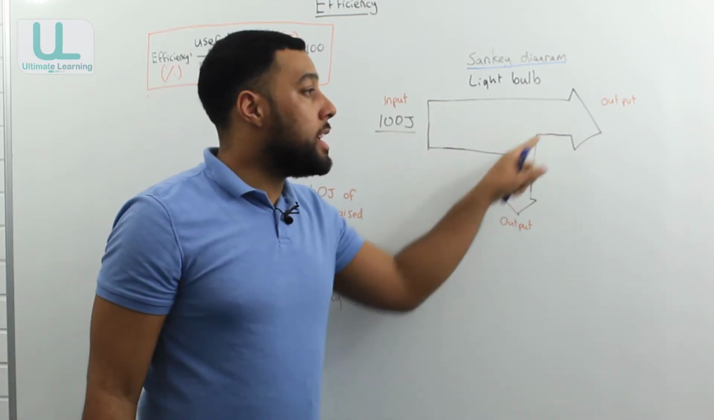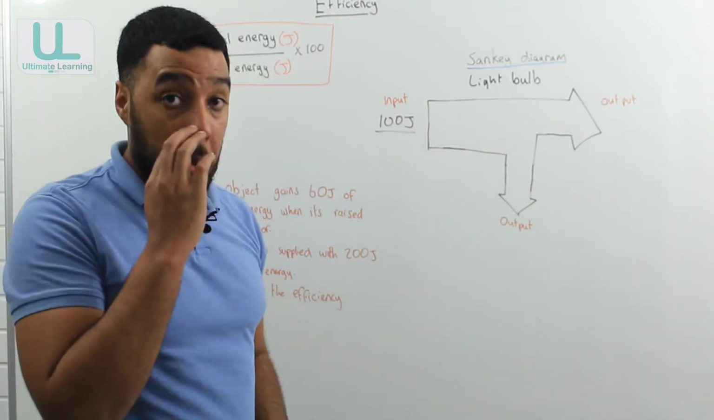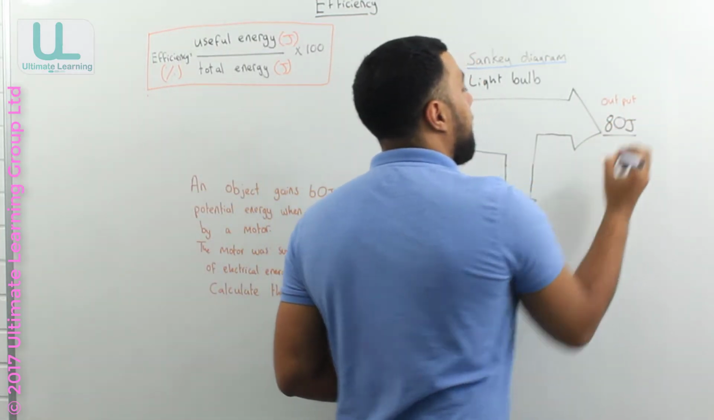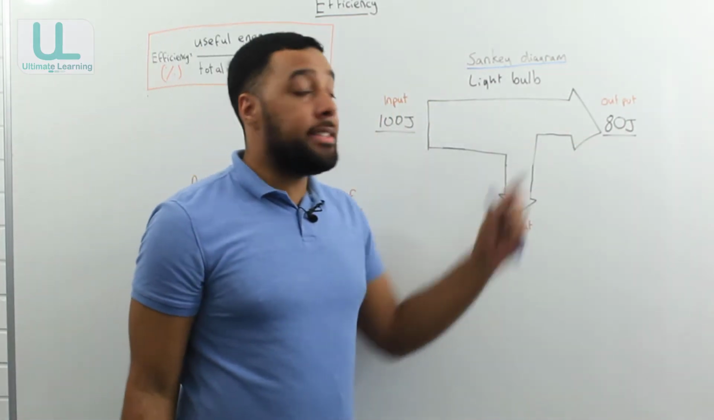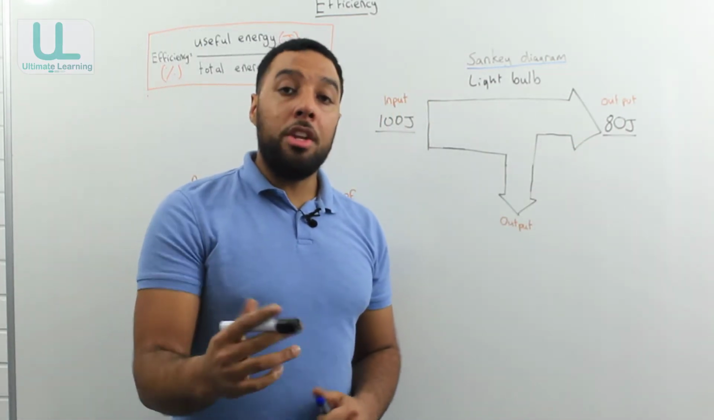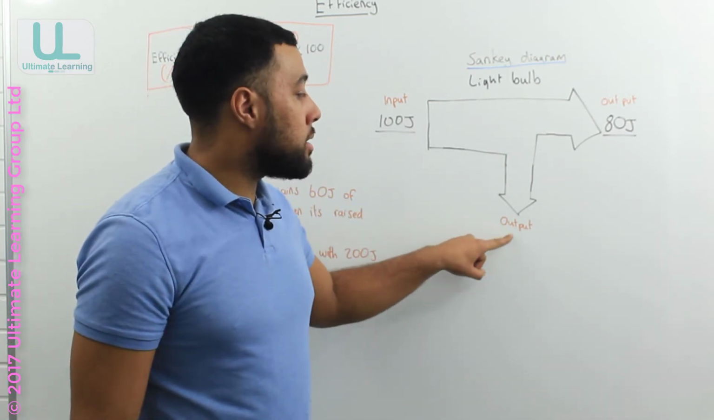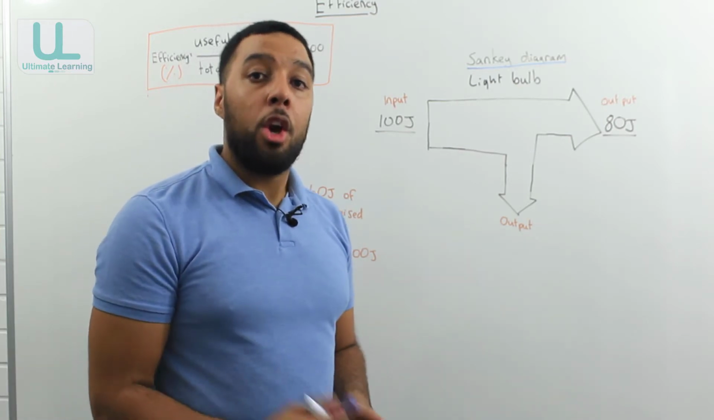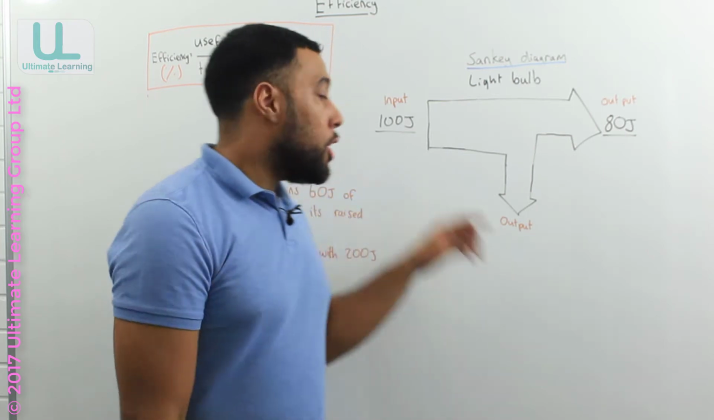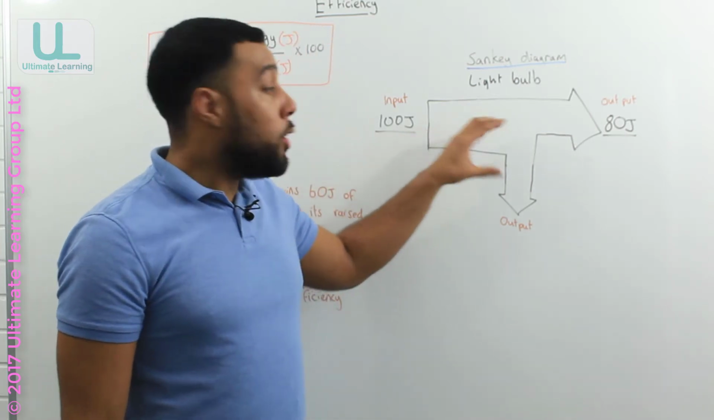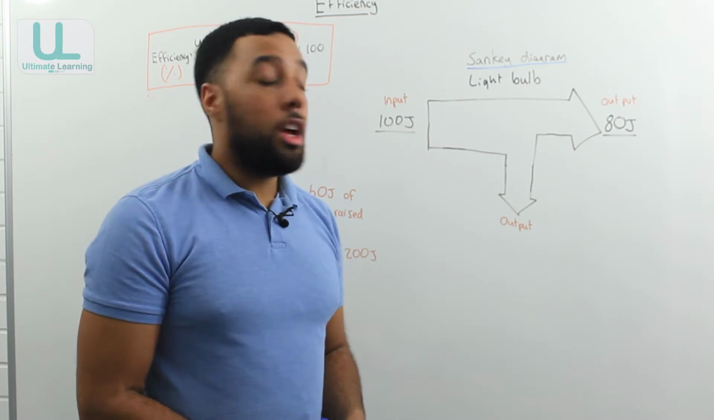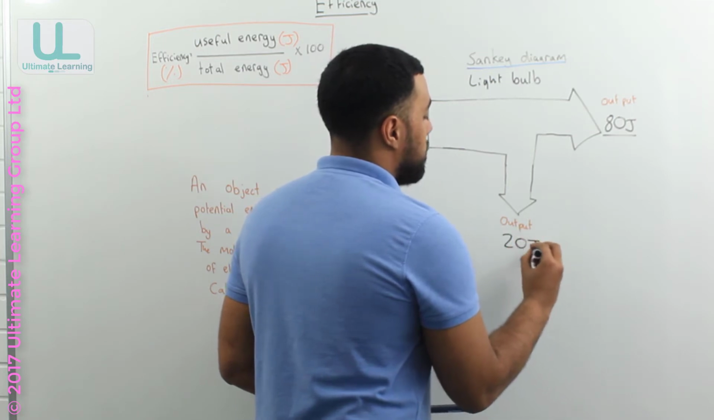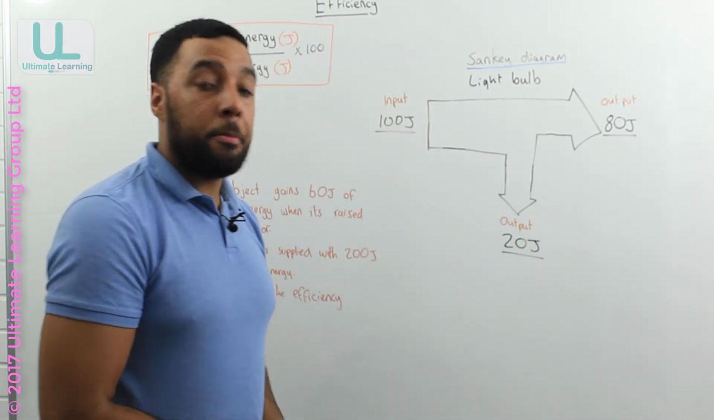Well, these two arrows here show us the energy that's coming out. One would be useful, which would be light. And let's say that that is 80 joules of energy. Well, in your exam, you would be expected to calculate what is the output energy for this arrow. Well, we know from the conservation of energy that whatever energy goes into this light bulb, it also has to come out. So that would leave us with 20 joules of energy for this arrow.